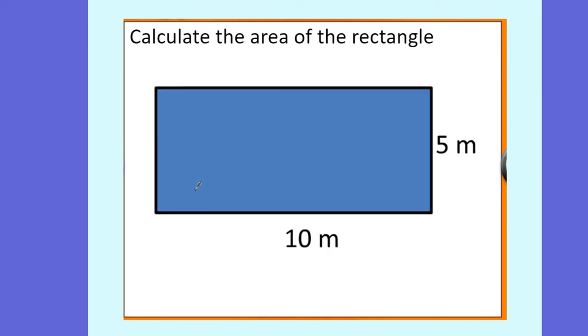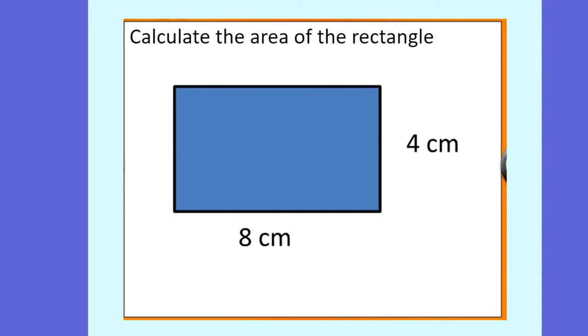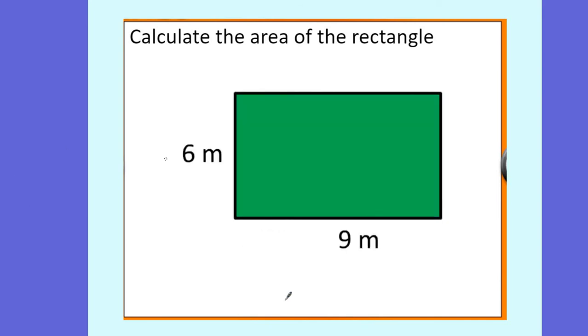Have a look at this one. What's the area of this rectangle? Well, 10 times 5 gives me 50. And my unit this time is metres squared. What's the area of this rectangle? Base times height, 8 times 5 gives me 40 centimetres squared. And this one? 8 times 4 gives me 32 centimetres squared. And last up, what's the area of this rectangle? 9 times 6 gives me 54 metres squared.